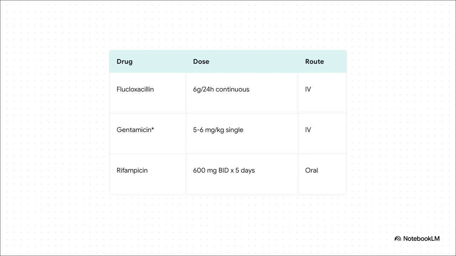After the surgery, this is your go-to empirical antibiotic cocktail. You've got continuous IV flucloxacillin as your main staph killer. Then, you add a single dose of gentamicin to cover your bases for gram-negatives, but only if the initial stain isn't clearly showing gram-positives. And finally, you add a short course of oral rifampicin. That's our special agent that can actually get inside the bacterial biofilm.